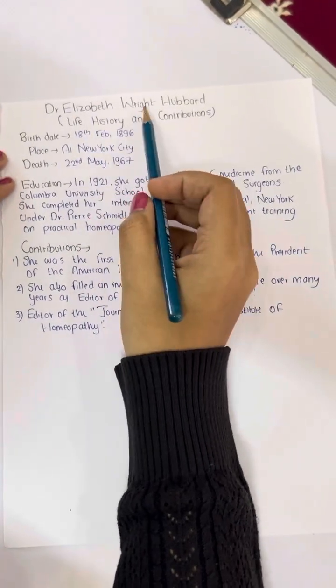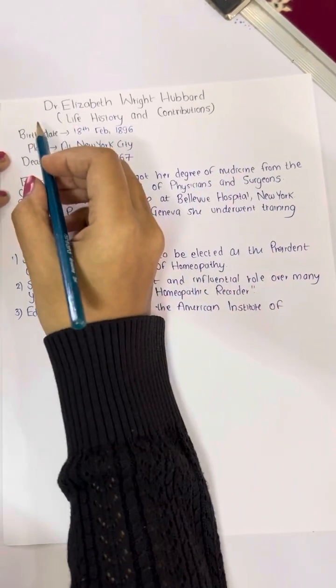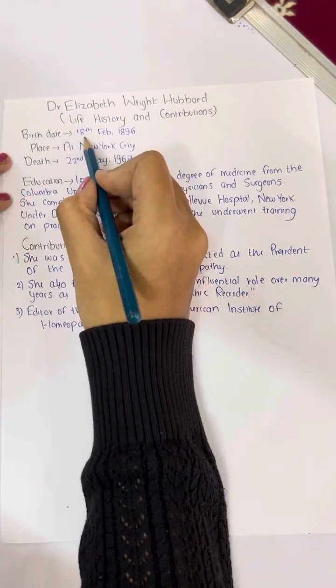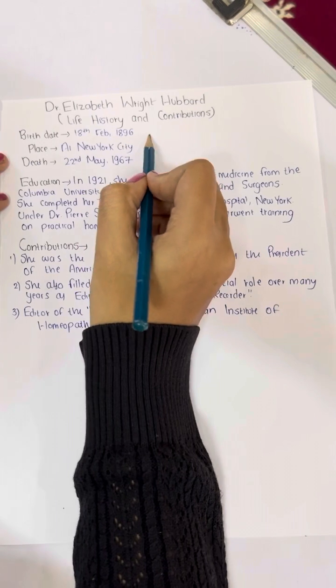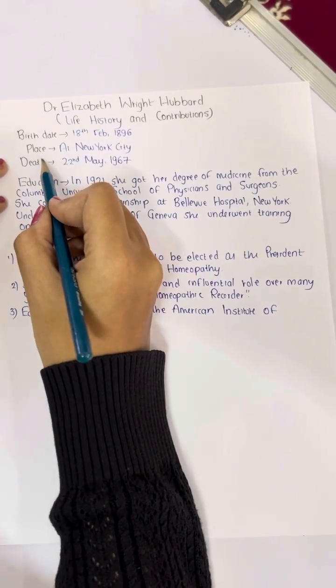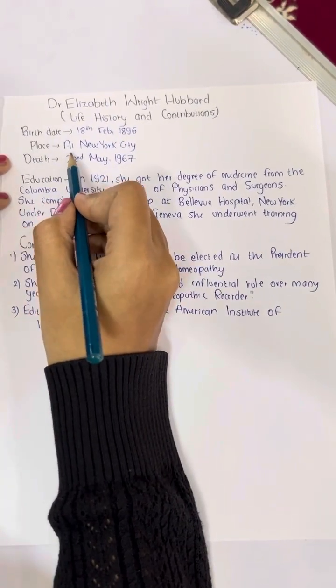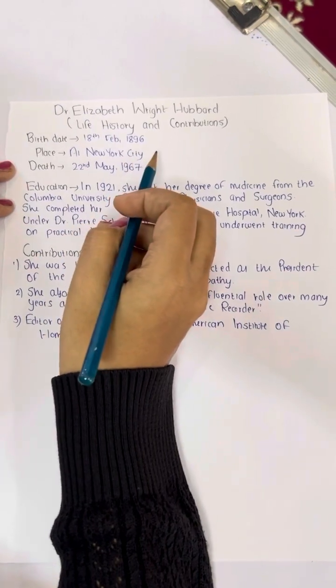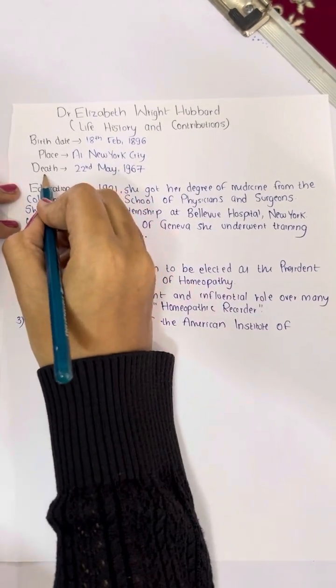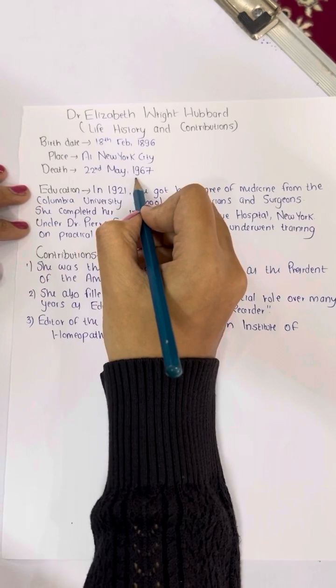So, Dr. Elizabeth Wright Hubbard. What was the birth date? The birth date was 18th of Feb 1896. What was the birthplace? The birthplace was Yale, New York City. Death anniversary is on 2nd of May 1967.